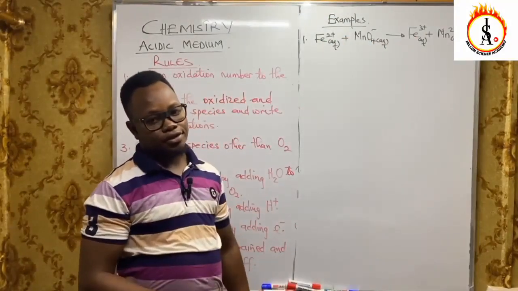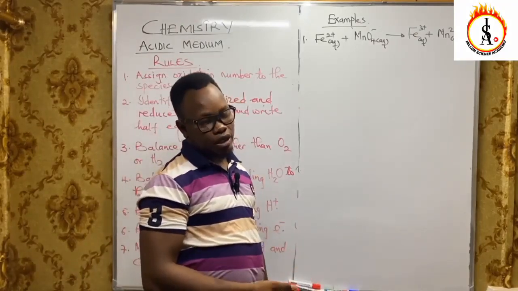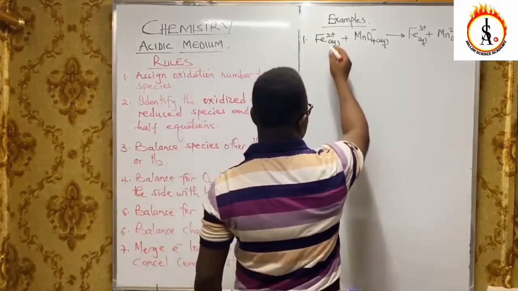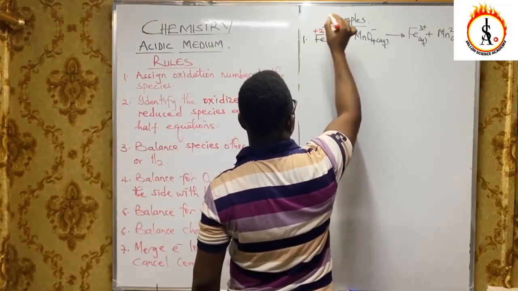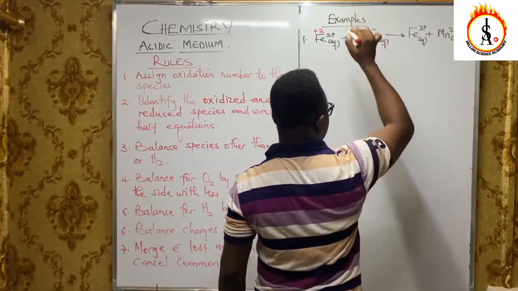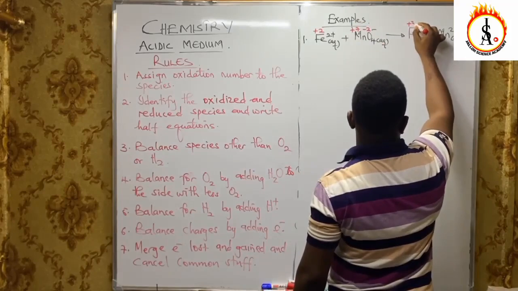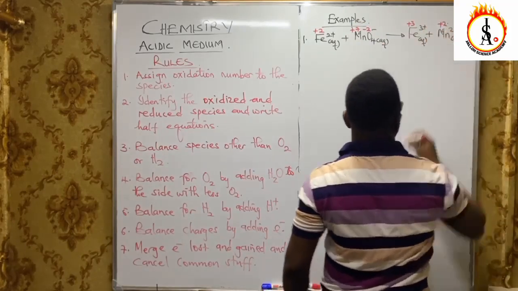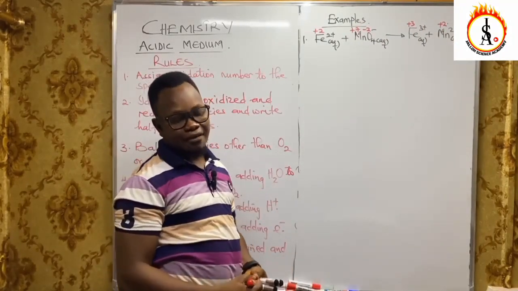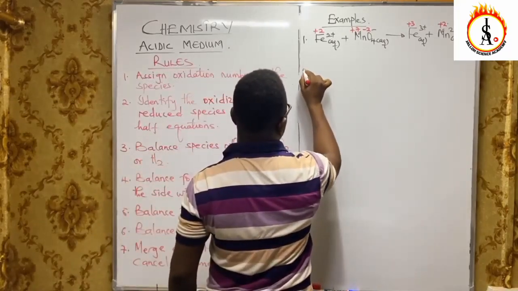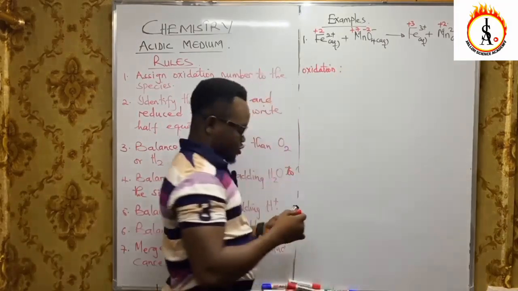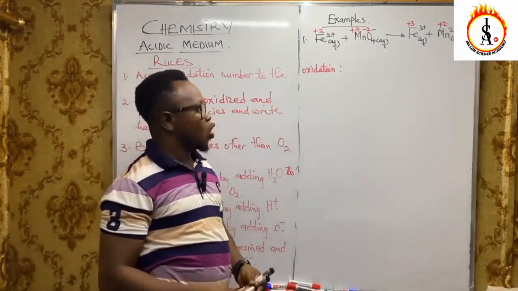For us to balance this redox reaction, we are going to assign oxidation numbers. As the rule says, we assign oxidation numbers to the species. And this is a monoatomic ion, so the oxidation number is plus 2. Here, oxygen's oxidation number is minus 2. And manganese's oxidation number is plus 7. For a monoatomic ion, its oxidation number is equal to the charge. This also has an oxidation number equal to the charge. So now that we've assigned oxidation numbers, we are going to write the half equations. So we start with the oxidation half.